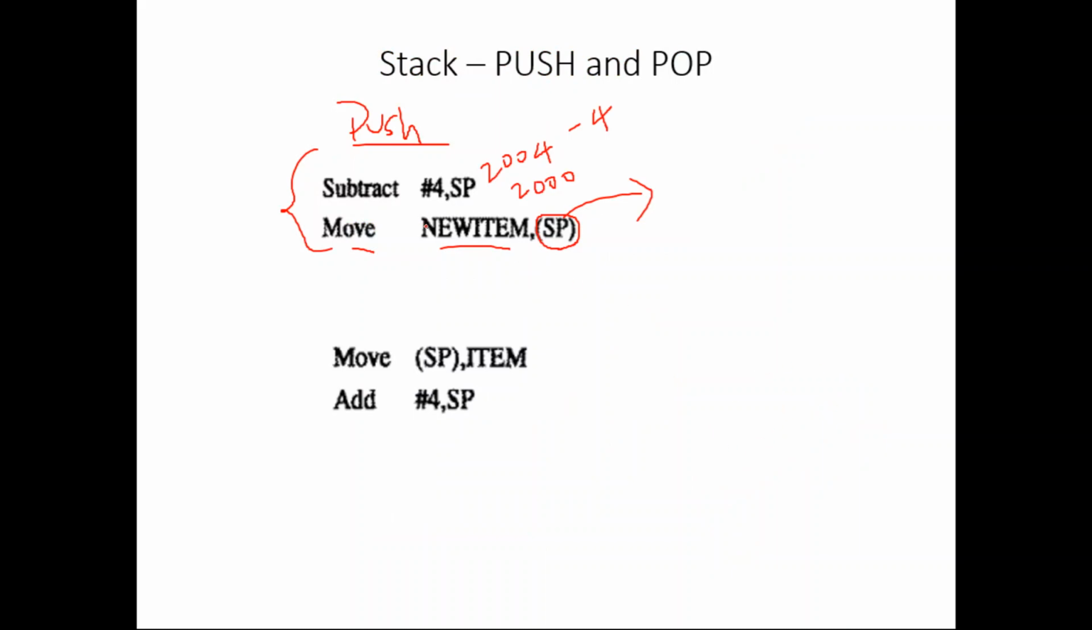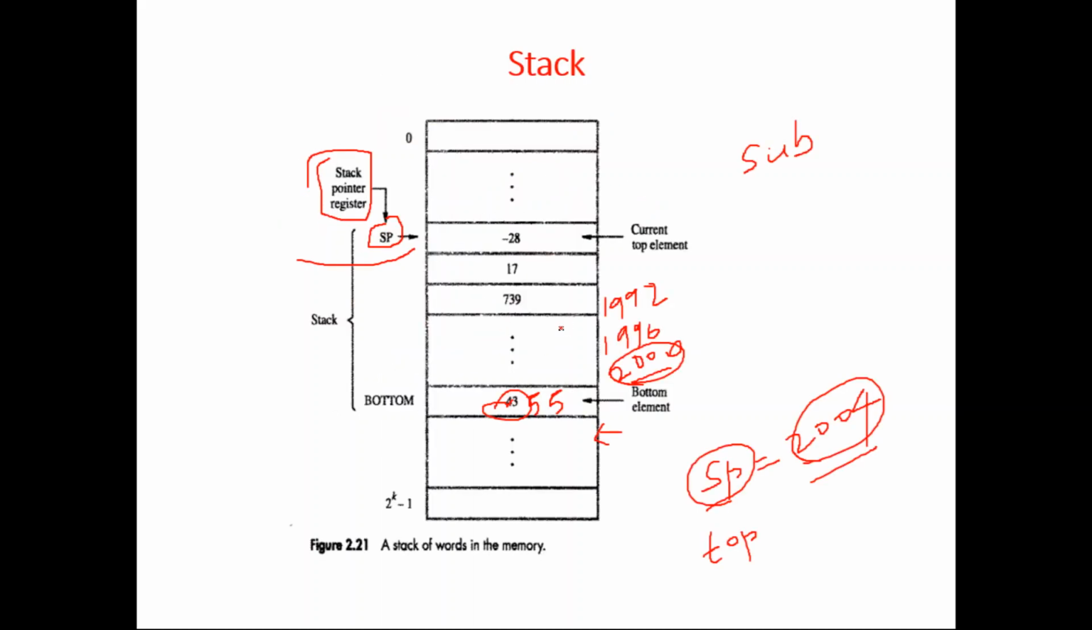And what is the logic for pop? Pop in the sense, whatever is available at the top of the stack, just move that into some variable or some memory location. So whatever the SP is containing, that location you have to pop out, and then increment the stack pointer. Assume that currently SP is pointing to this location 1996.